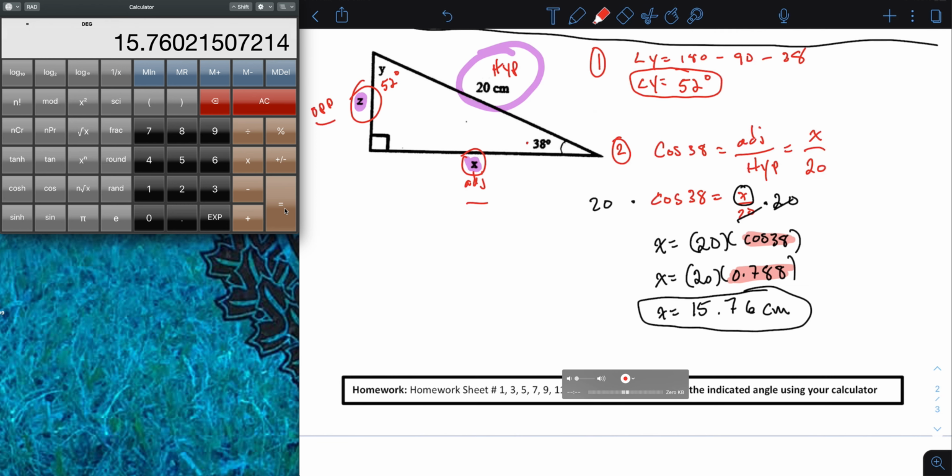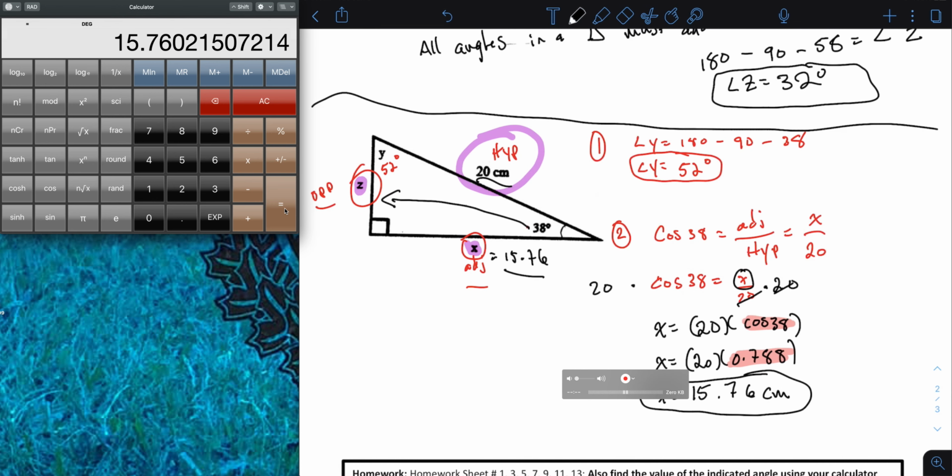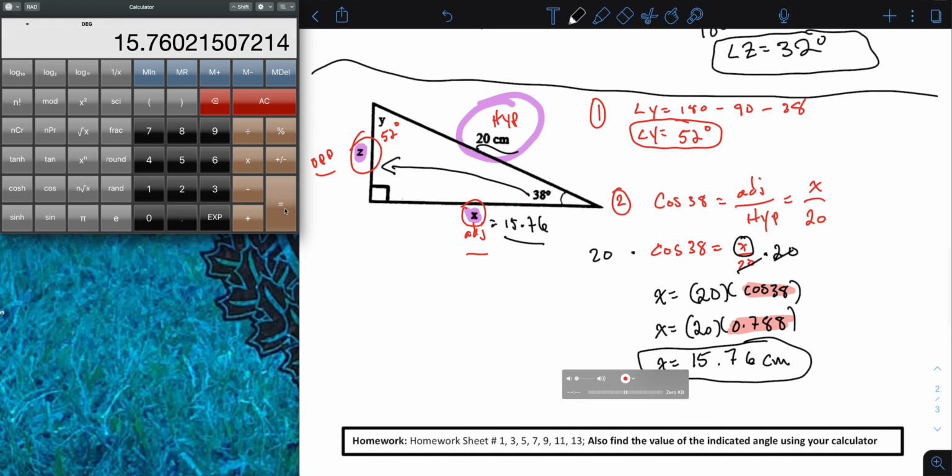So almost done. X I now know is 15.76. Now there's one more thing you can do. You could pick another trig ratio involving opposite, like sine, because sine is opposite over hypotenuse, and do the exact same work. But what I'm going to show you is that you can use the Pythagorean theorem, because now you know two side lengths. So a squared plus b squared is equal to c squared.